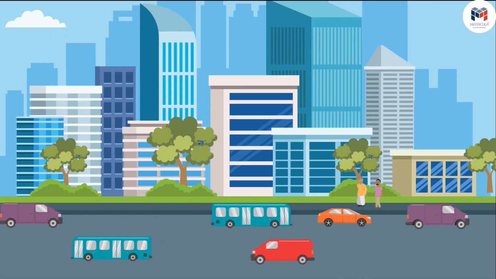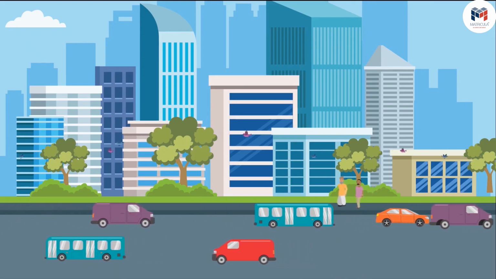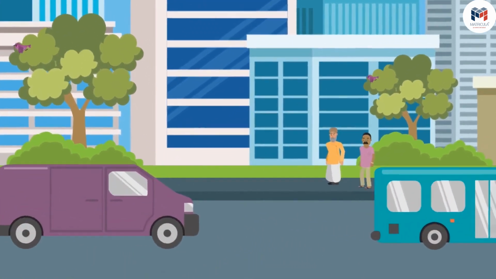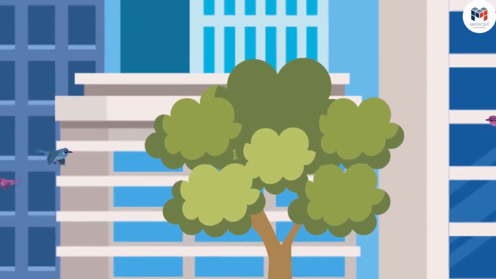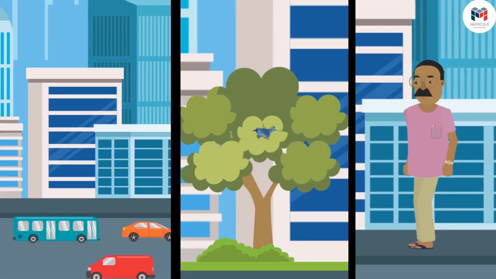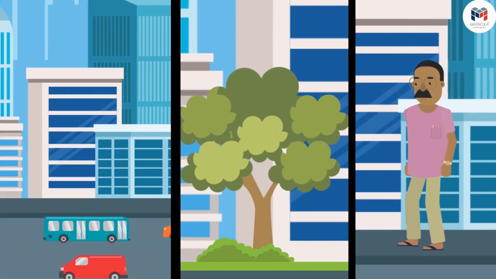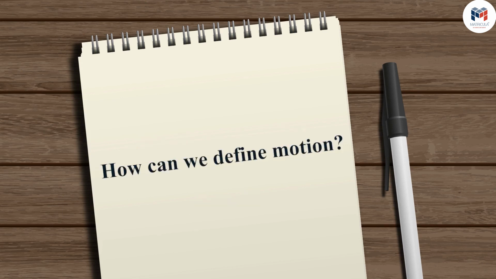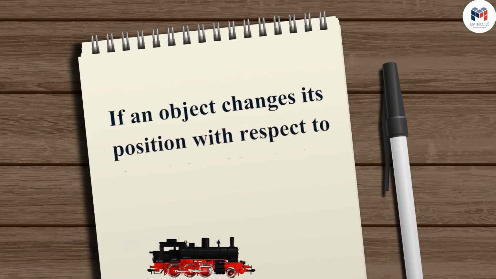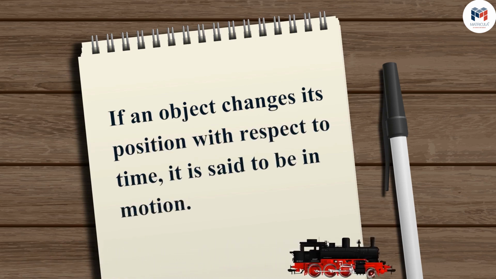Let's carefully observe the world around us. We can see cars moving on the road, people walking, birds flying, etc. All of them have something in common. They are all moving from one place to another. So, they are in motion. More scientifically, how can we define motion? If an object changes its position with respect to time, it is said to be in motion.